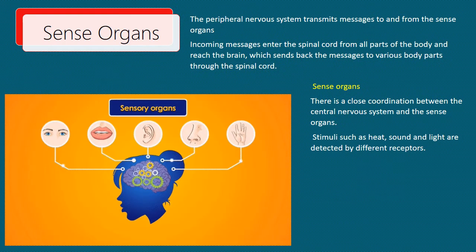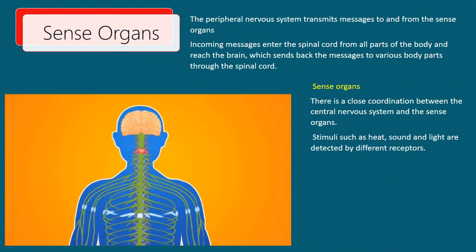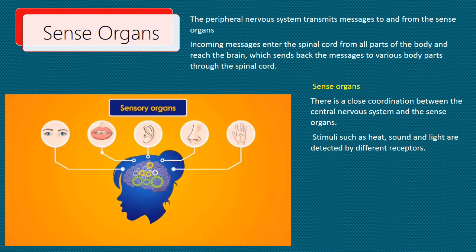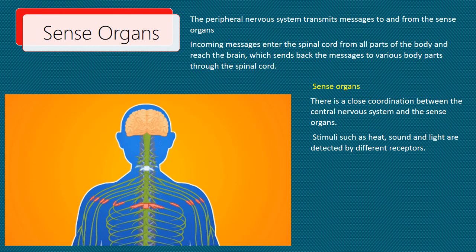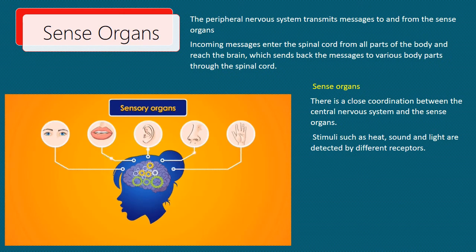Do you know how messages reach the brain? The peripheral nervous system transmits messages to and from the sense organs and is responsible for voluntary actions such as cycling, swimming, and so on. Incoming messages enter the spinal cord from all parts of the body and reach the brain, which sends back the messages to various body parts through the spinal cord.